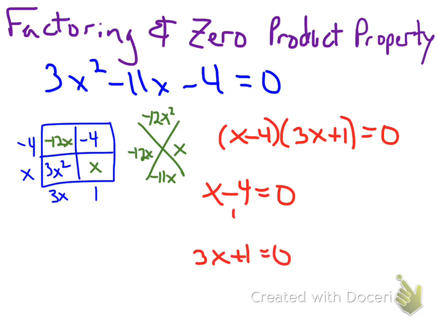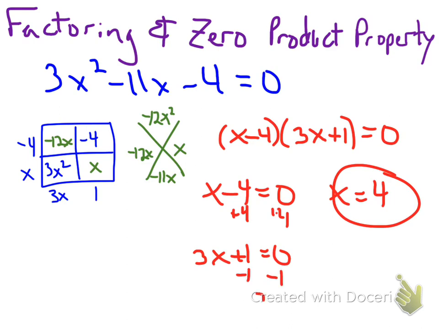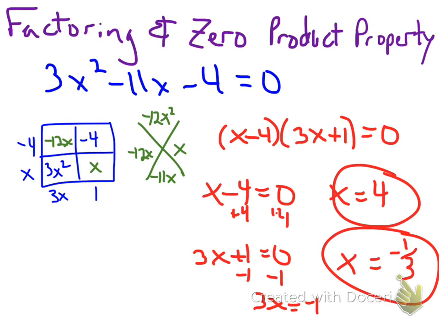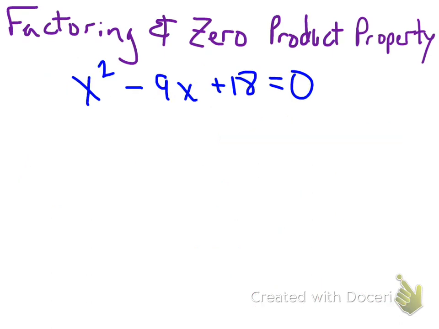For the top one, I'm going to add 4, and I get x equals 4. That is one solution. The other one, I'm going to subtract the 1. So 3x equals a negative 1. And when I divide by 3, I get x equals a negative 1/3. So my two solutions are 4 and a negative 1/3. I'm going to let you practice this again with another problem. So please pause it now.